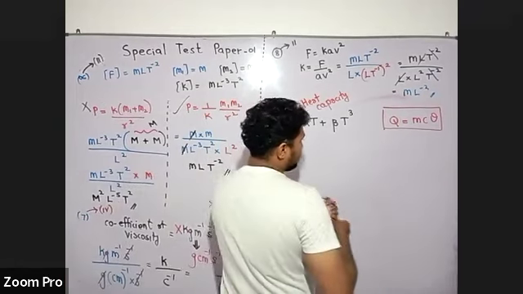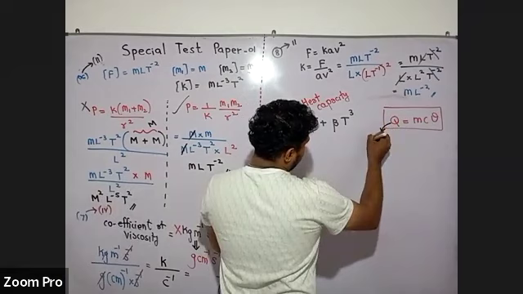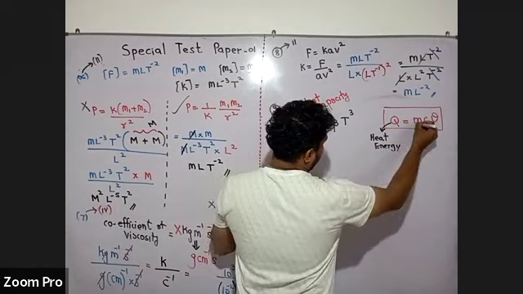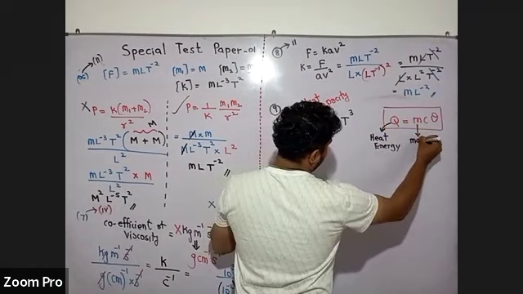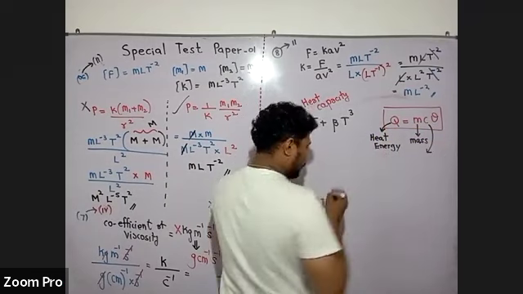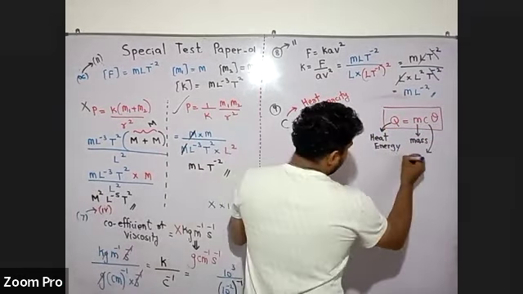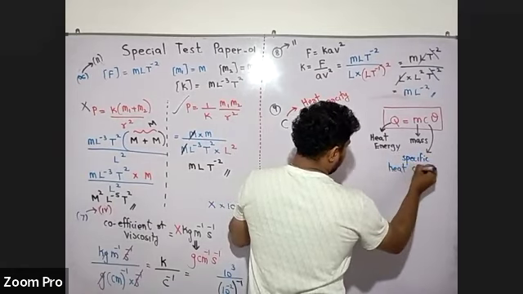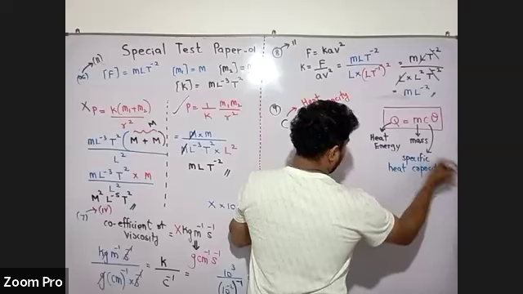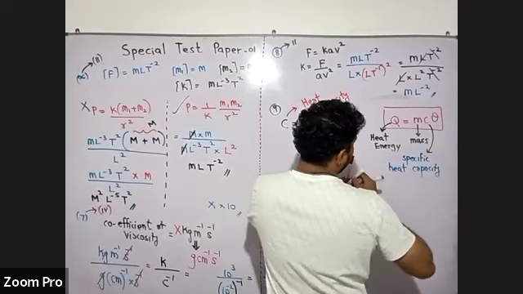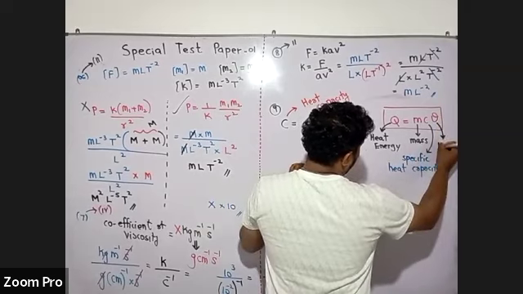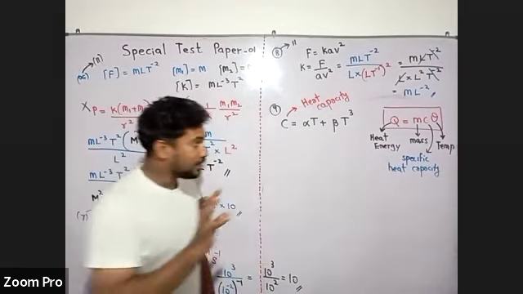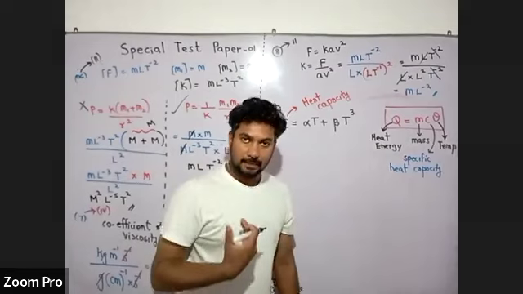In this equation, Q represents the heat energy, m means mass, and C represents the specific heat capacity. And theta represents the temperature. Actually, it is the temperature difference. However, we can consider it as a temperature. So this is the equation related with specific heat capacity.